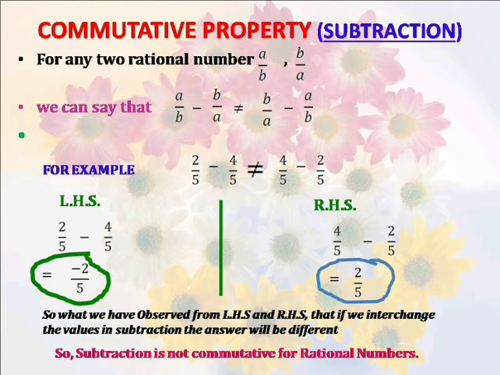Number 2. Commutative property for subtraction. Commutative property for subtraction says that when we are interchanging the values in subtraction, the answer will be different. Take a pause and carefully see the example. Here I have interchanged the values and now see the answers. Both are different. One is minus 2/5 and other is 2/5. So it shows subtraction is not commutative for rational numbers.